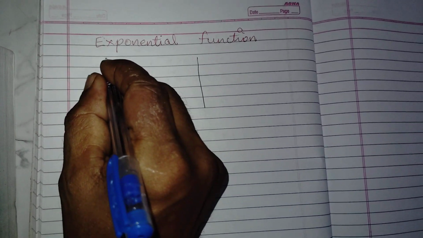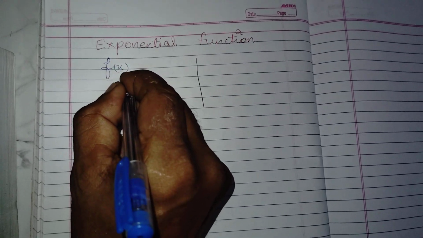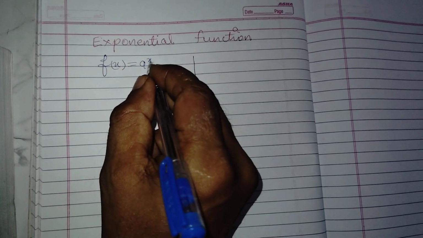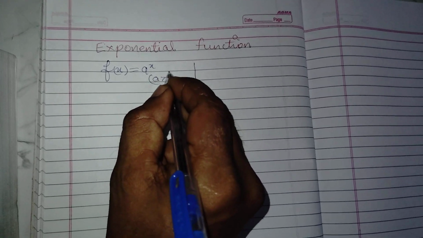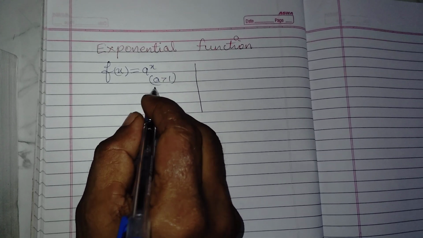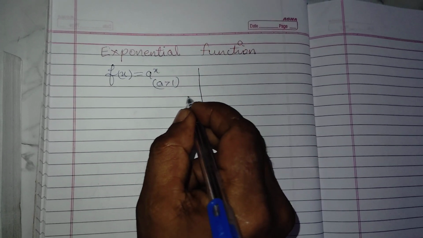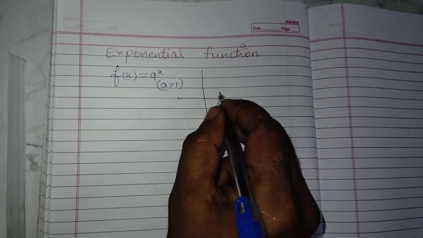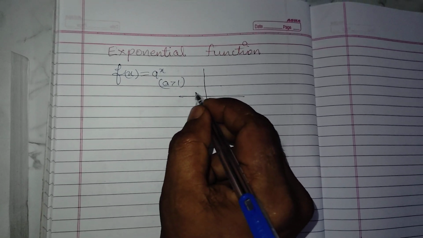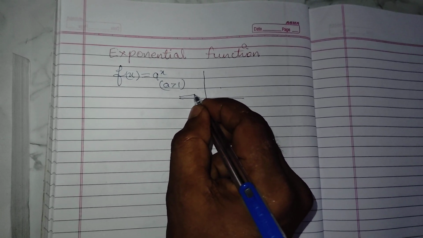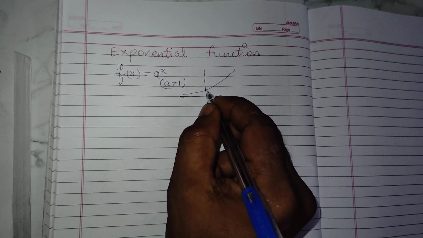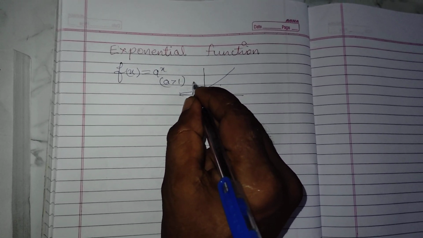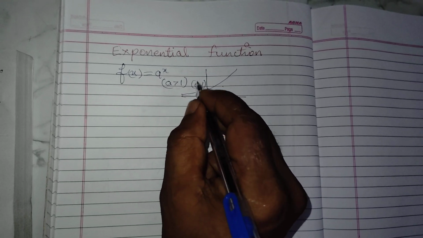Exponential functions graph. First is f of x equal to a raised to power x, where a is greater than 1. This is the constant number a, where a is greater than 1. Its graph is, these are quadrants 1, 2, 3, 4. So its graph is this way. And this point on the y-axis it cuts, its point is 0, 1.